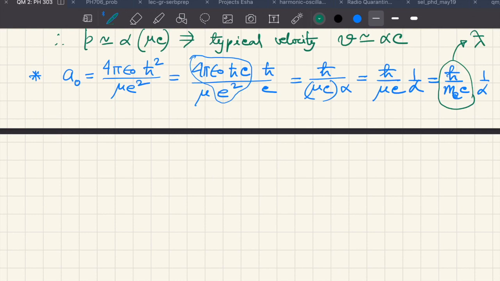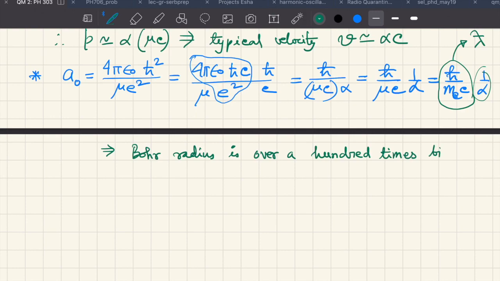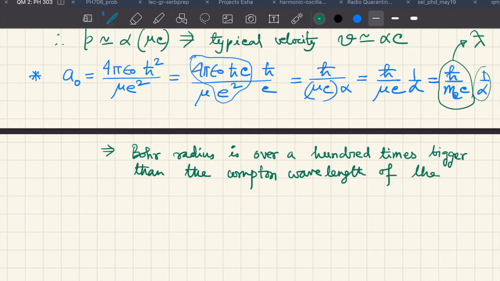So what does this relation tell us? This tells us that the Bohr radius is over a 100 times, because your 1 by alpha is just 137. So the Bohr radius is about 100 times larger or bigger than the Compton wavelength of the electron.